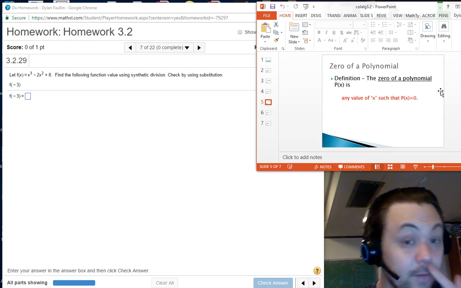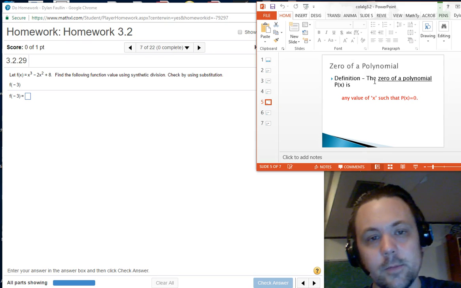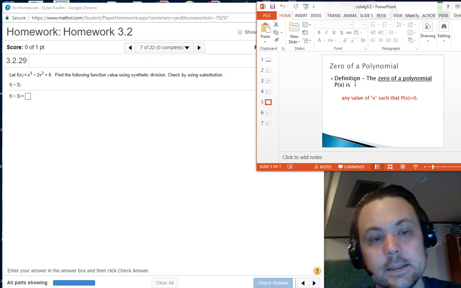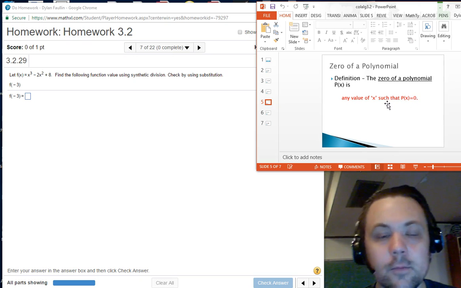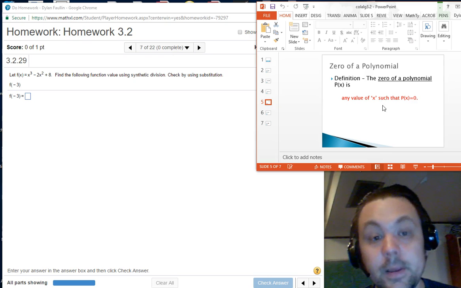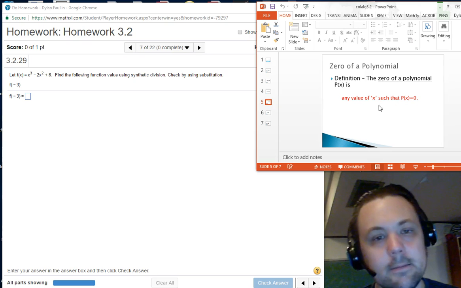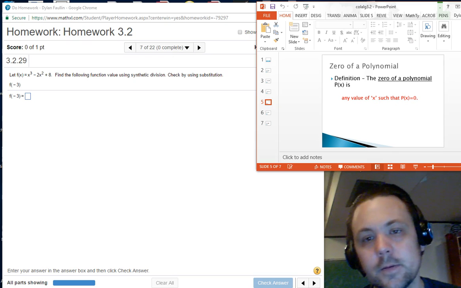Well, I want to talk about the factor theorem, but let's talk about this definition real quick. The zero of a polynomial. The zero of a polynomial p of x is any value of x such that p of x equals 0. So if a number, when we plug it in, would make the polynomial equal 0, then we give it the label of being a 0 of that polynomial. So it's a number that when you plug it in makes the polynomial equal 0. And so we call it a 0 of the polynomial.